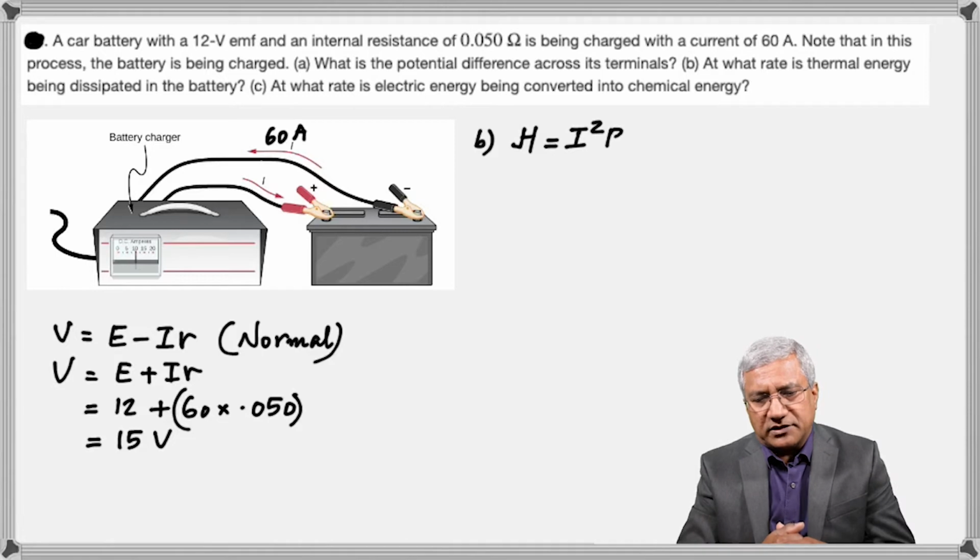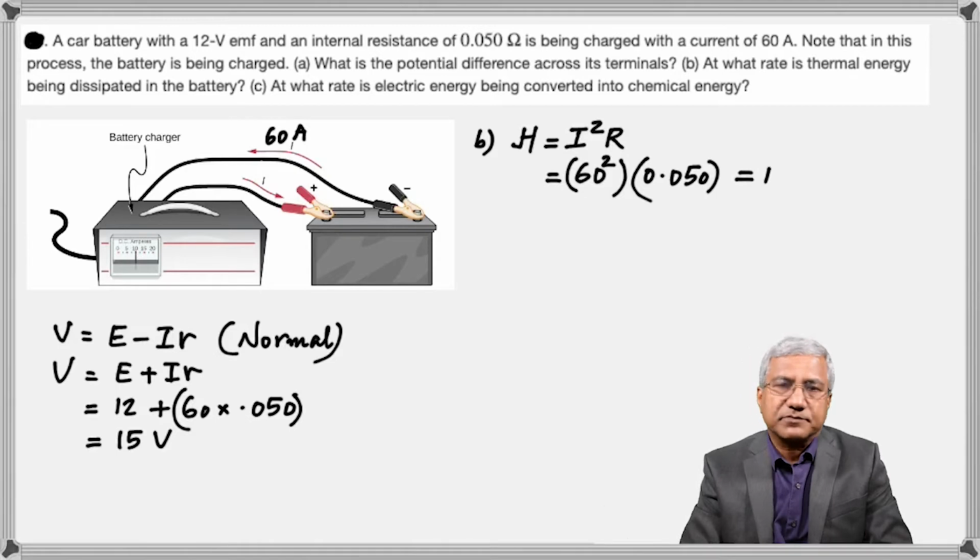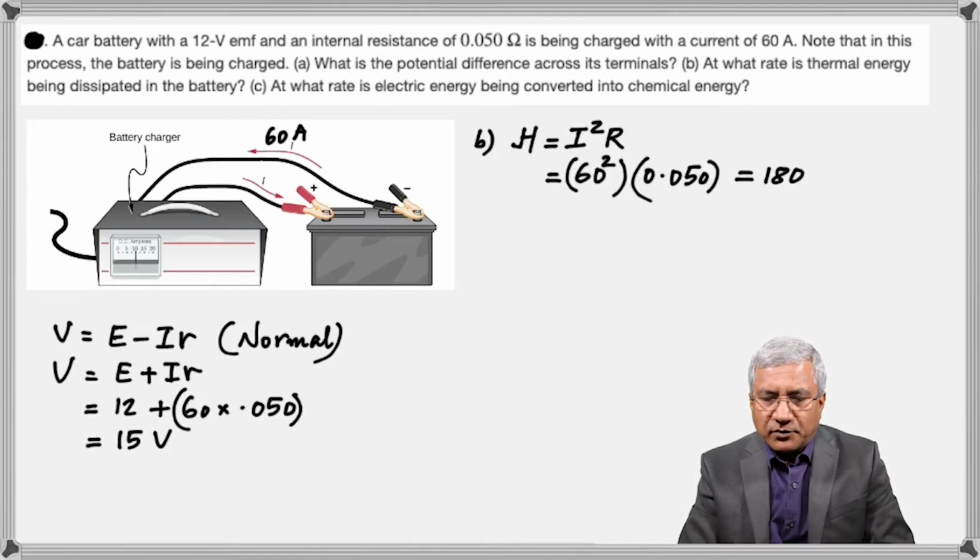Do we know the current? Yes, we do. It's 60 ampere. So that's 60 squared times the resistance. The internal resistance in this case is 0.050. So when you do that, we get 180 joules per second, which is also 180 watts.